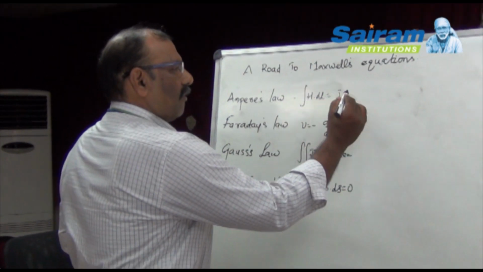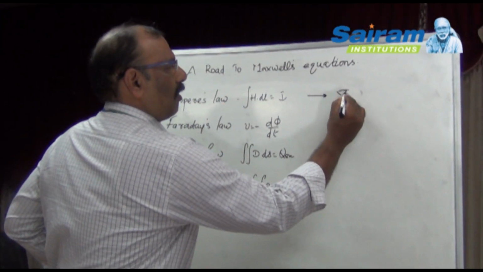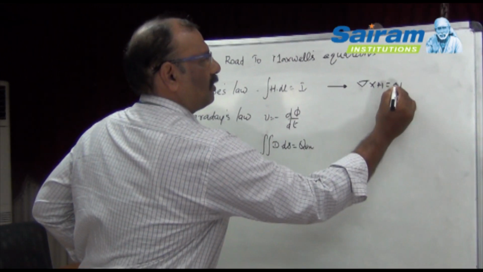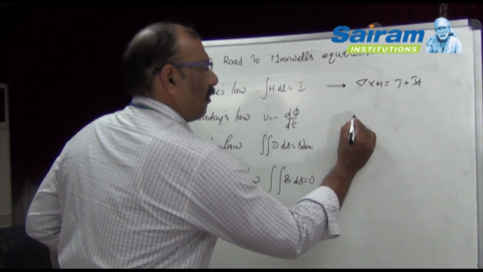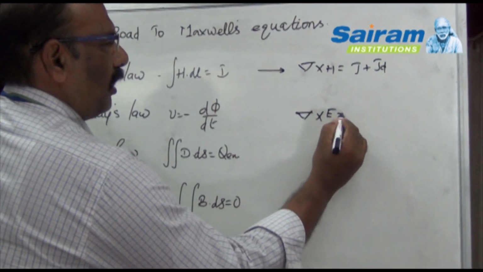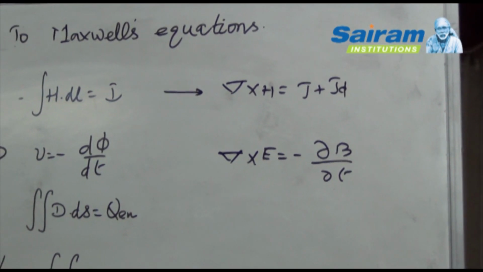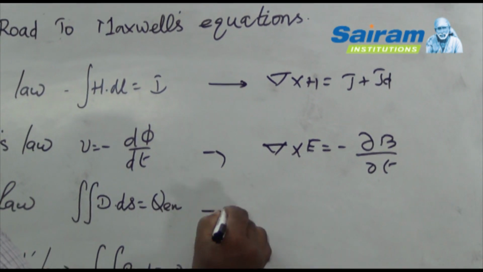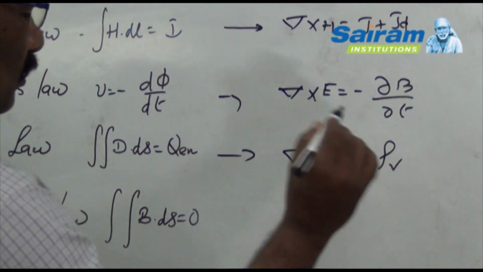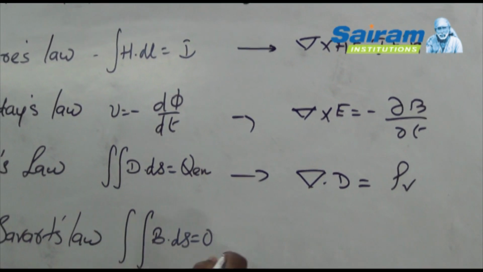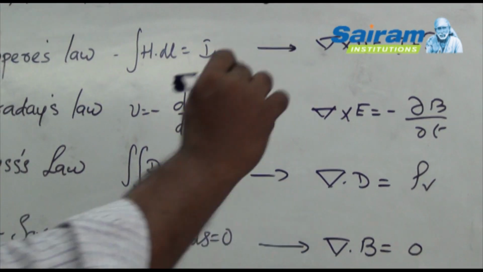The meaning is, when you take Ampere's law, the Maxwell equation is curl H equal to J plus JD. Then from Faraday's law, curl E equal to minus dou B by dou T. Then from Gauss law, the Maxwell equation is divergence of D equal to rho V. Then from Biot-Savart's law, the equation is divergence of B equal to 0.